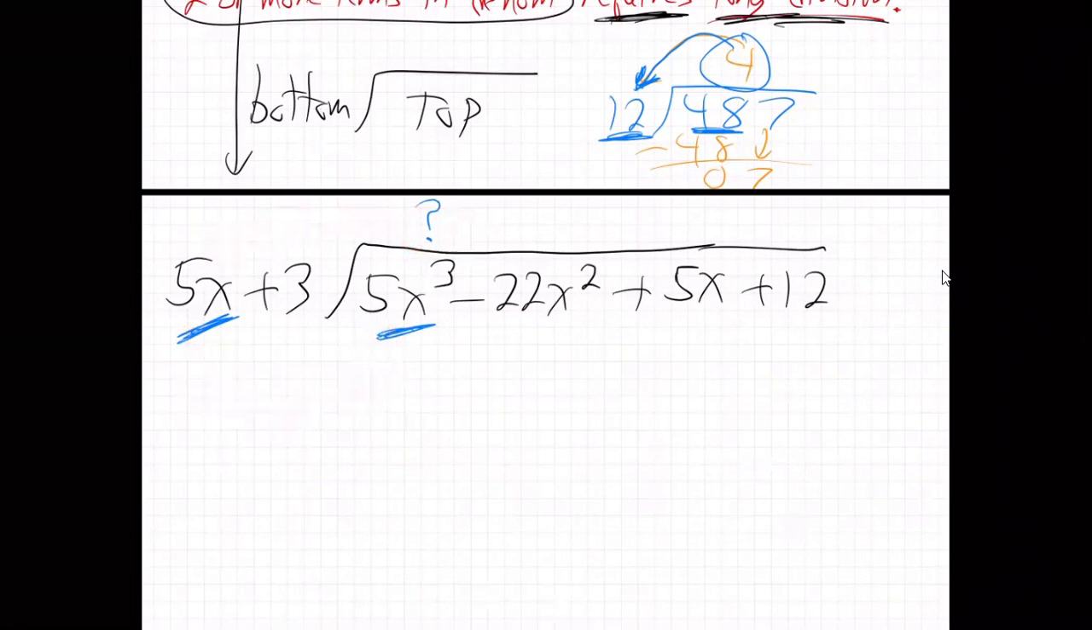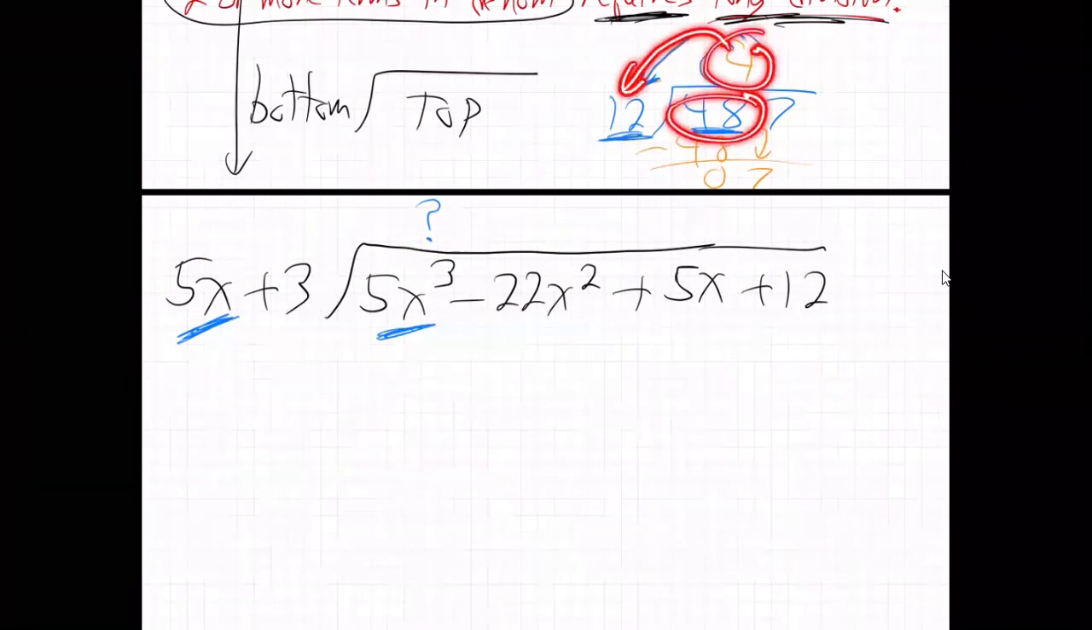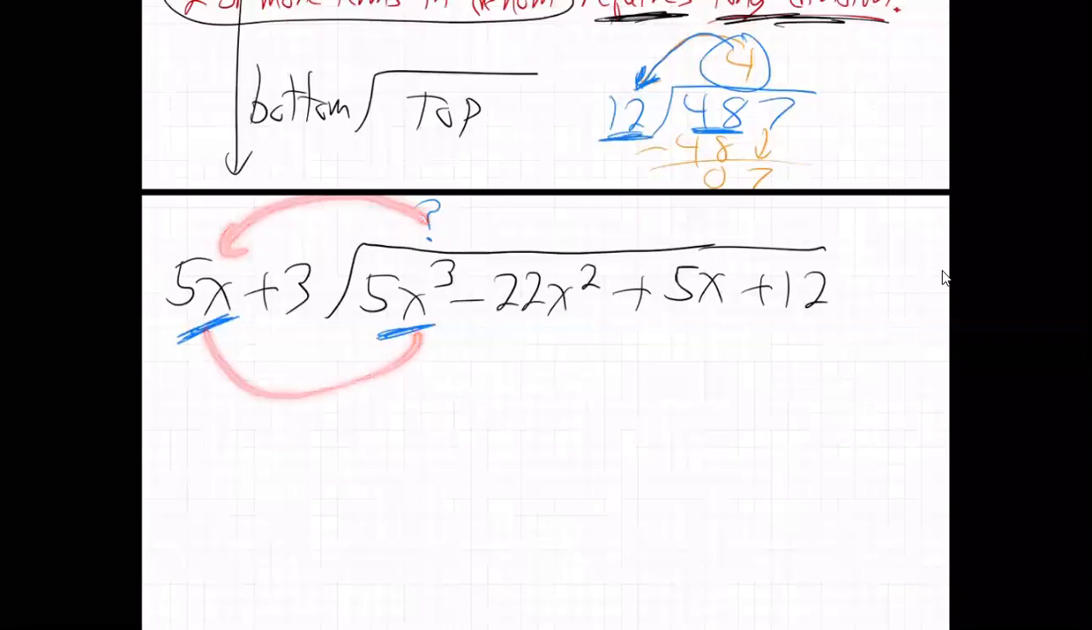It's the same thing as you do with normal number long division. 4, why? Because what times 12 will match 48? Well, 4 will. So what times 5x? Just look at the front. Don't worry about the 3 right now. There's too much going on. Just focus on the front and the front.